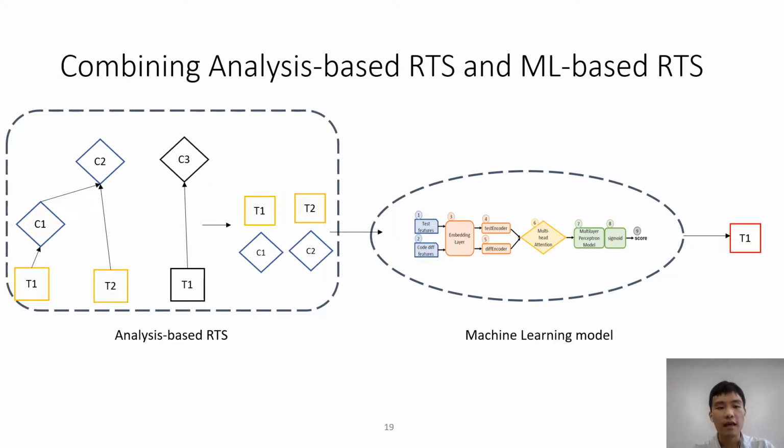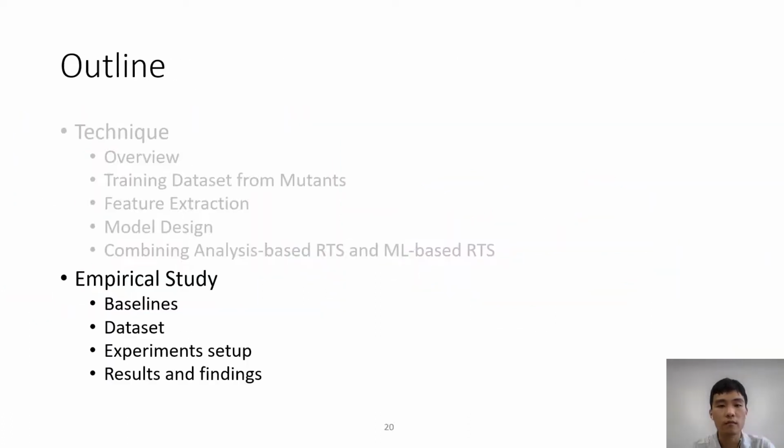At the last step, we combine analysis-based RTS and ML-based RTS by using our proposed ML-based RTS models on top of an existing analysis-based RTS technique. After the developer makes a change, an analysis-based RTS technique can first analyze those changes to do an initial selection of tests. Then, ML-based RTS can use a previously trained model to rank the tests selected by analysis-based RTS by assigning a score to each test based on its relevance to the change. In the second part of my talk, I will describe the empirical study and the results we have.